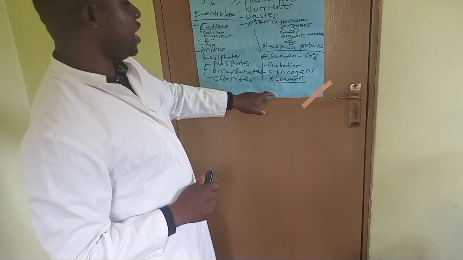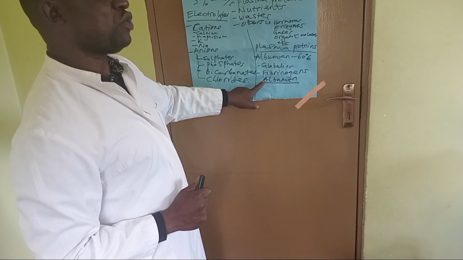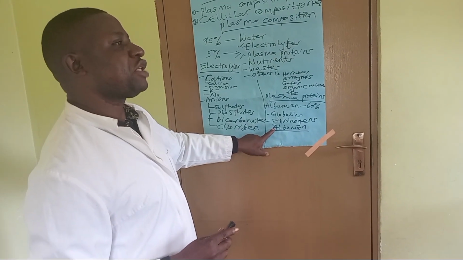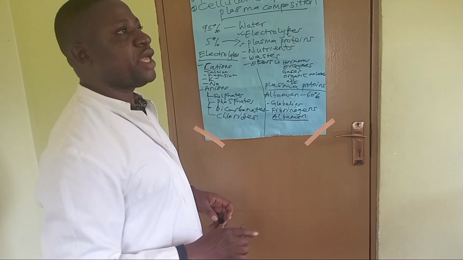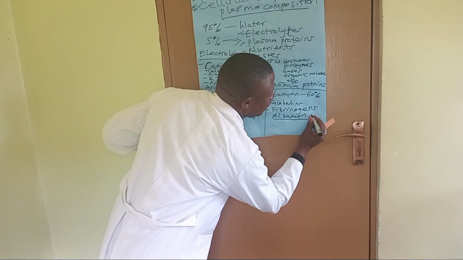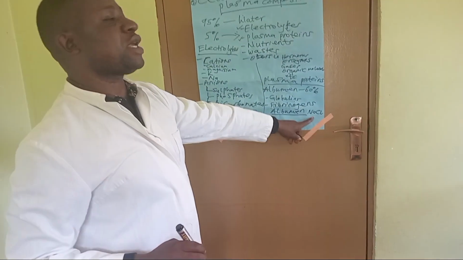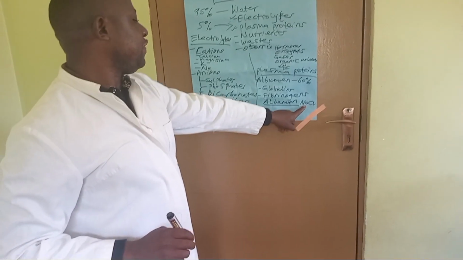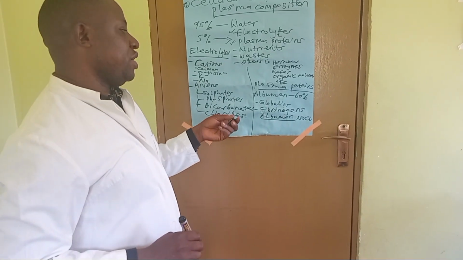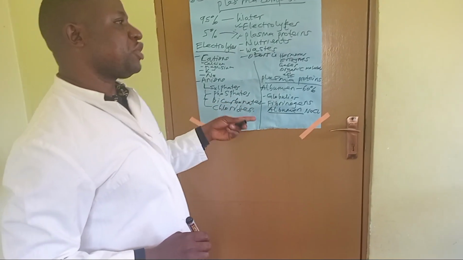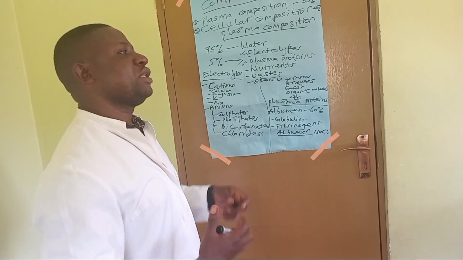Apart from that, this albumin also helps to regulate the osmotic pressure as it reacts with salts like the sodium chloride, and this will help to regulate the plasma osmotic pressure, hence regulating the amount of water in the body.